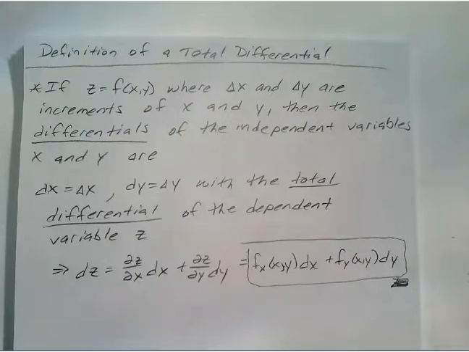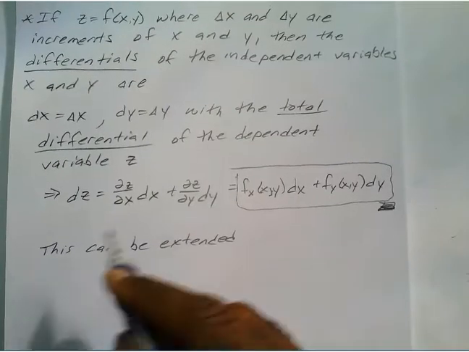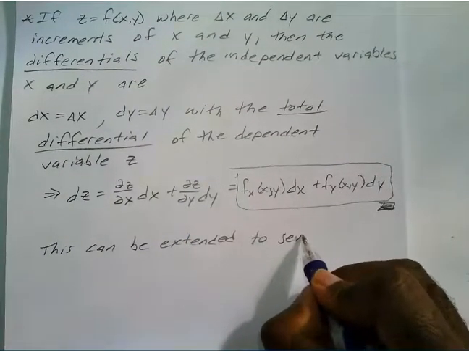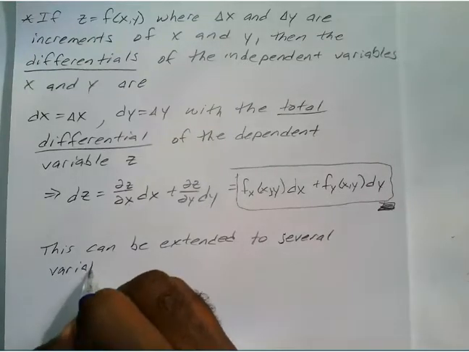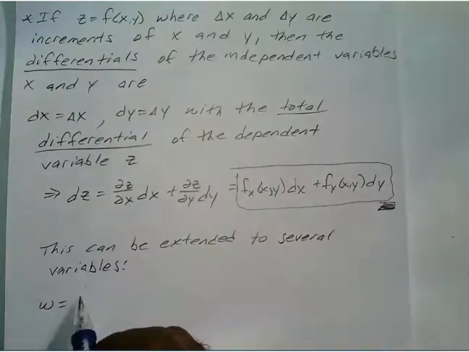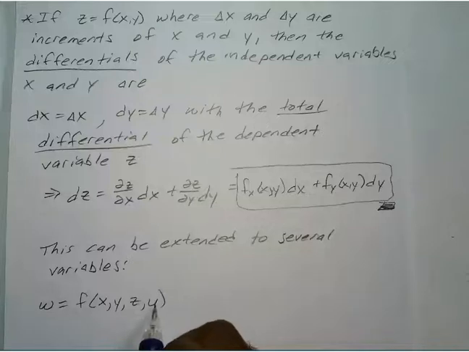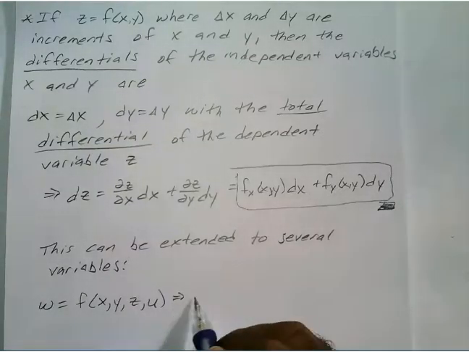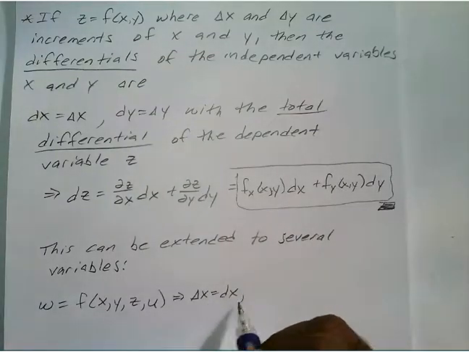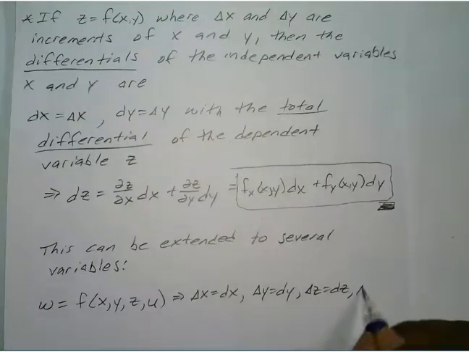Okay, now this can be extended if you have more than just the two independent variables. Can be extended to several variables. Alright, so let's say that w is equal to the function with variables x, y, z, and u. Where we know that delta x equals dx, delta y equals dy, delta z equals dz, and delta u equals du.